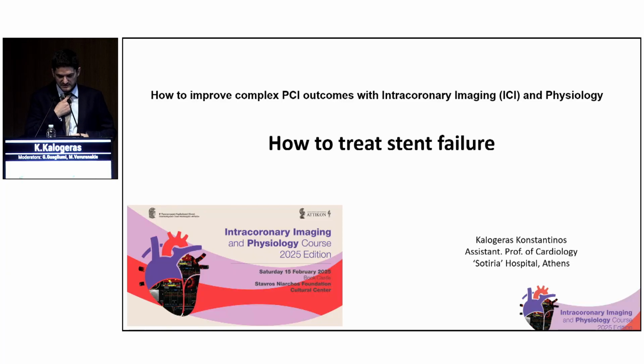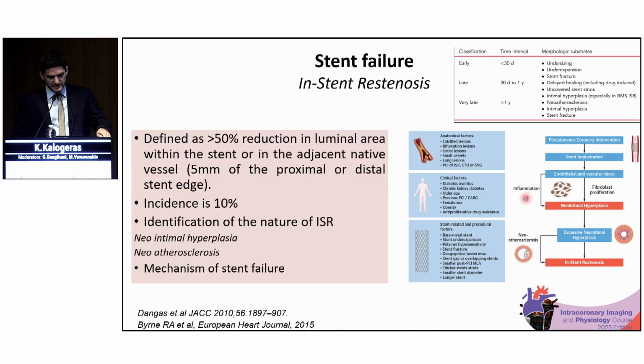Following this very educational case, let's see a few things about how to treat stent failure, whose main manifestation is in-stent restenosis, defined as more than 50% reduction of the lumen area, either within the stent or within 5 millimeters proximal or distal to the stent. It's quite often 10%, and we should identify the nature of the in-stent restenosis, hyperplasia or neoatherosclerosis, and the most important thing is to investigate the underlying mechanism of the stent failure.